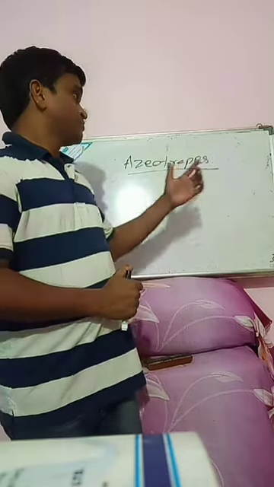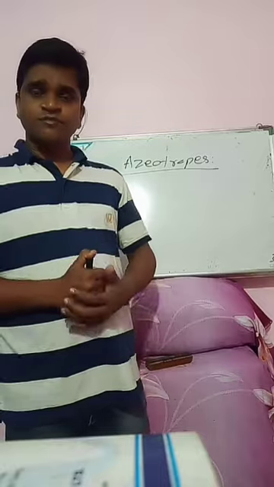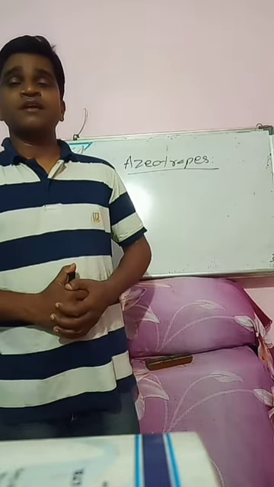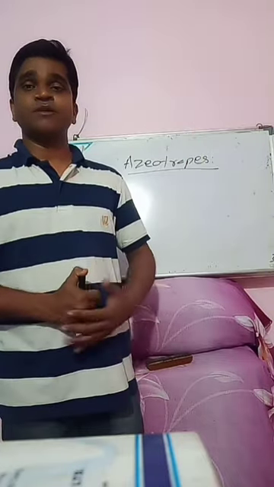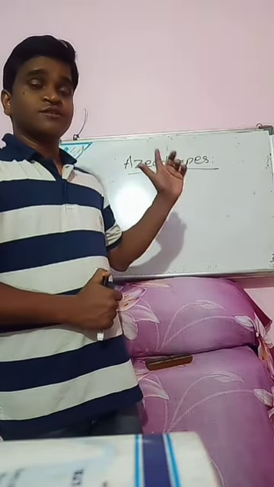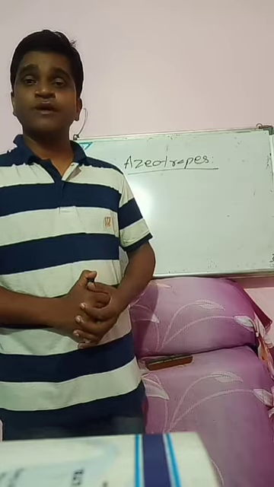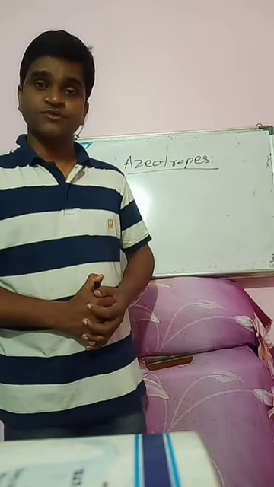Okay, so what are the 3 points regarding azeotropes? Azeotropes is a constant boiling mixture. In azeotropes, the composition in liquid phase is the same with the composition in vapor phase, and in azeotropic mixture the components cannot be separated by fractional distillation process.